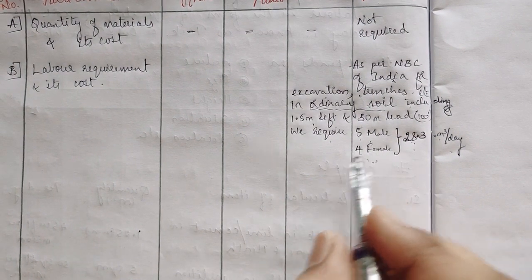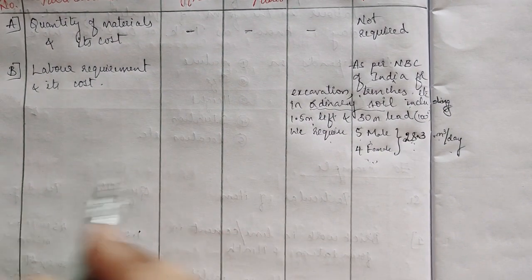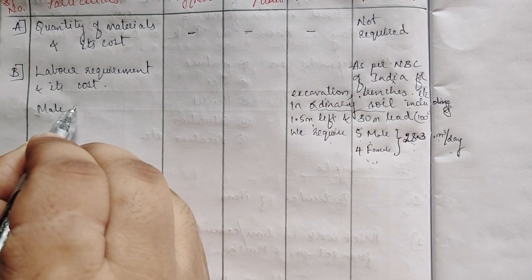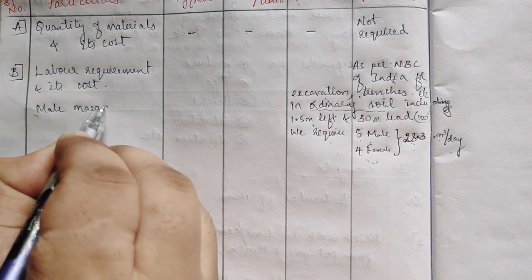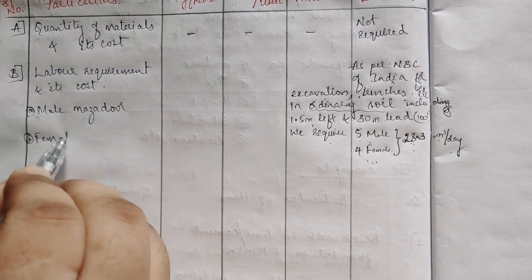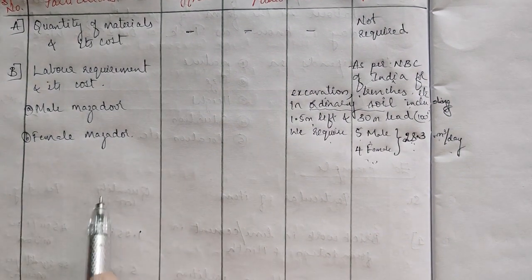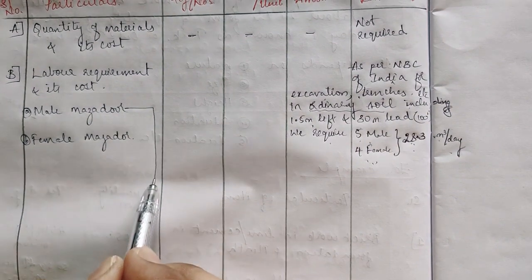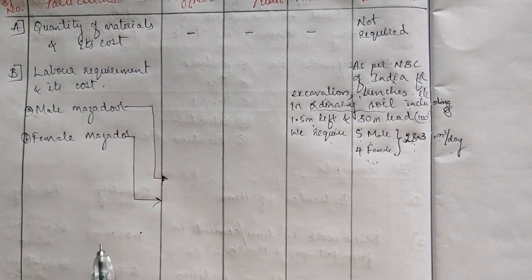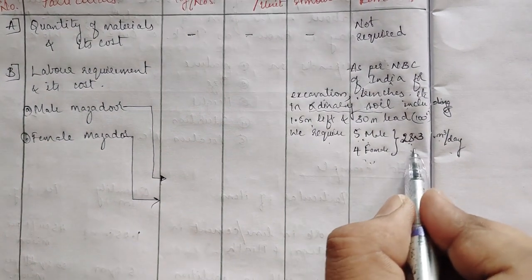Now how to calculate how many we require for our 10 meter cube of work? Just what you require according to the code, we have male mazdoor, right? And also we have female mazdoor. So I have to write it down. So male mazdoor, how many numbers we need? 5 male mazdoor for 28.3 meter cube per day.